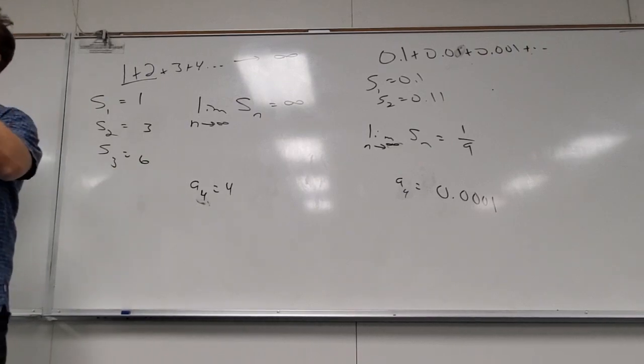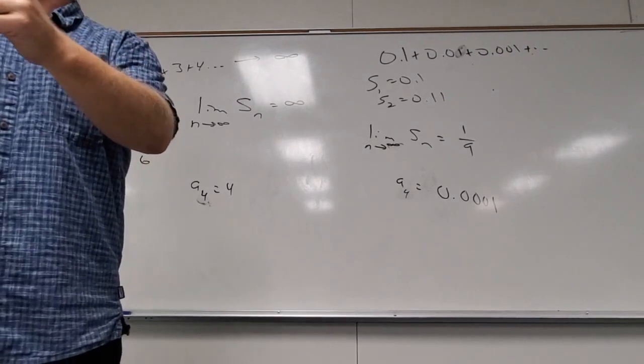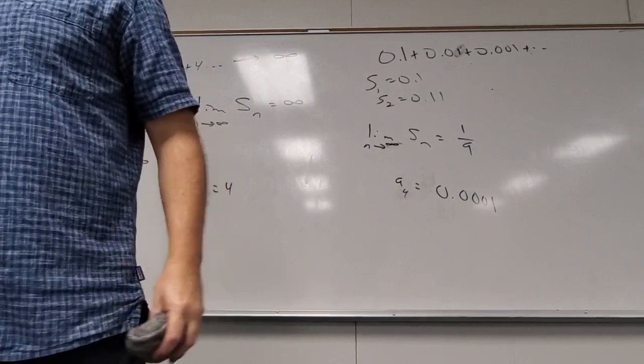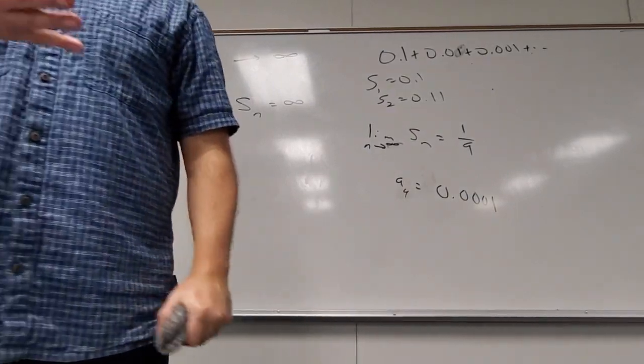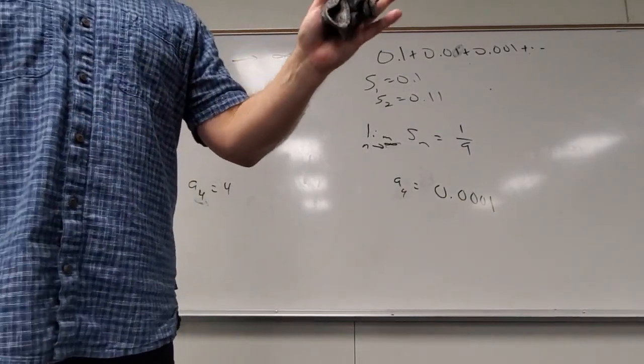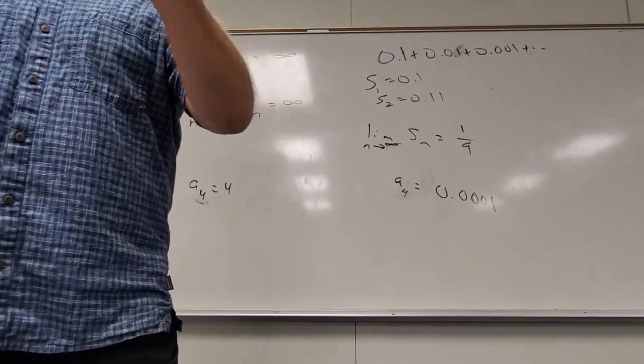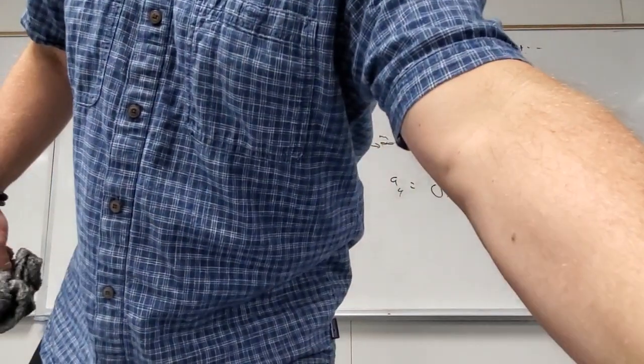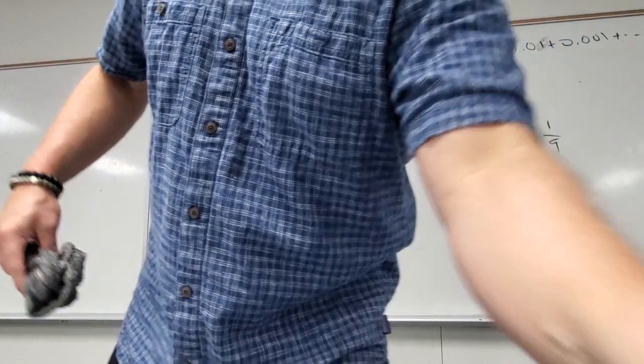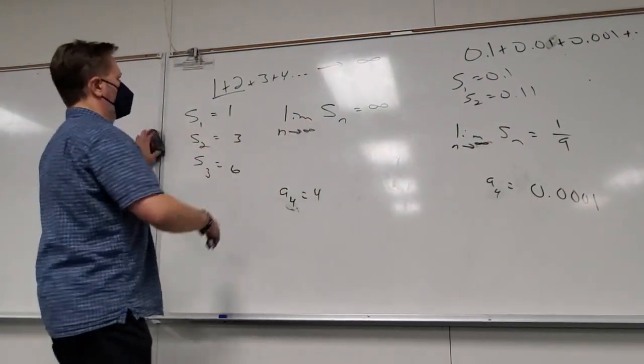There's a lot of details we haven't gone over yet. I said that the 1 over n squared series converges and the 1 over n series diverges. I haven't proven that yet. So there's still a lot of details, but I'm just trying to get some ground level words and terminology and notation.